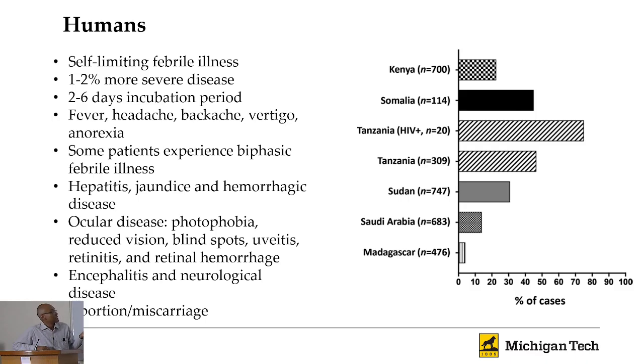I hope. Some patients experience biphasic febrile illness. Means there are a lot of studies like biphasic: you come, fever, it goes down, and again after a couple of days, the fever comes and goes down. So it happens sometimes. The hepatitis, jaundice, hemorrhagic disease, ocular disease, photophobia, reduced vision, blindness. So it is all kind of related to this. Like so much light irritates you. You cannot see, blind spots, retinitis, inflammation in the retina, and you can see the eye has hemorrhagic spots on it. Abortion, miscarriage, because it's a vertical transmission. So sometimes if pregnant mothers get it, there is abortion of the babies.